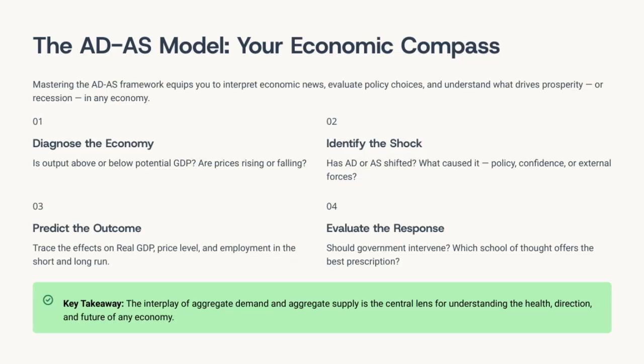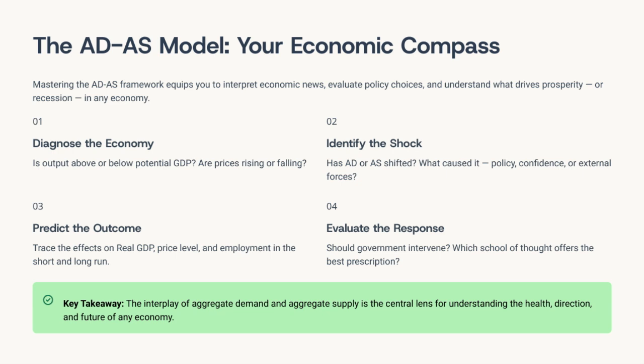So, to wrap things up, the key takeaway here is that understanding the interaction between aggregate demand and aggregate supply is really central to grasping how any economy is doing, where it's headed, and what the future might hold. This framework provides a clear lens through which we can analyze economic health and trends. Now, a natural question is, should the government step in to influence these forces? And if so, which school of thought offers the best approach? These are complex questions, and evaluating different responses helps us see the trade-offs involved in policy decisions.